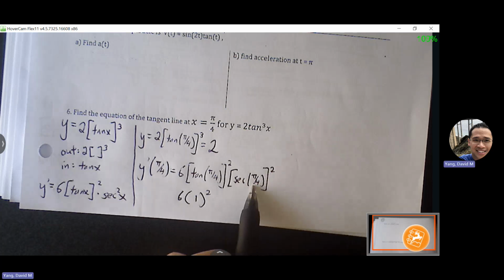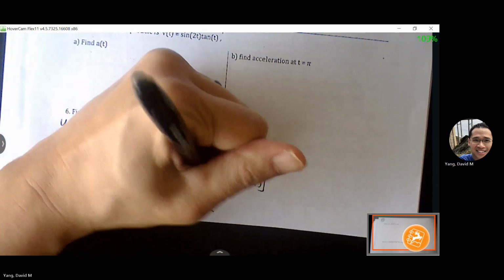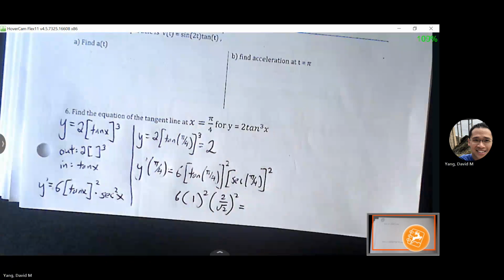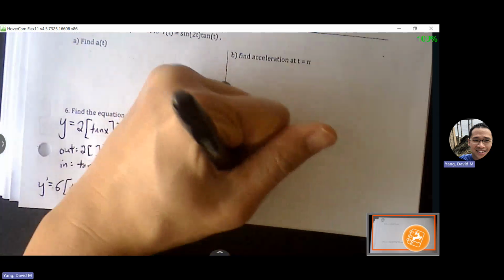So secant, we know cosine is root 2 over 2. If I flip that, I get 2 over root 2. And I square that. This just cleans up to be root 2. Root 2 squared is 2. 2 times 6 is 12. There's my slope.